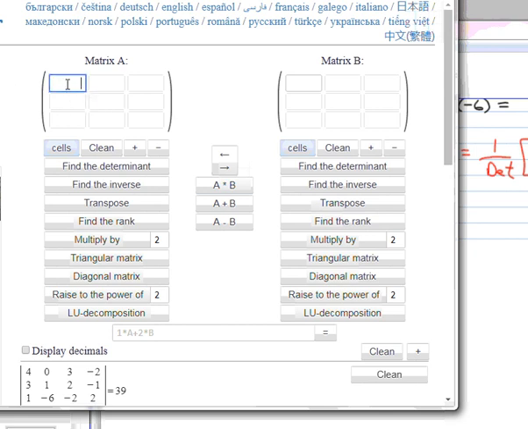Then I'll have you help me. 4, 9, negative 11, what's the next row? 3, 7, negative 3. Whoops, negative 8 you said, didn't you? 2, 6, negative 3. Thank you.